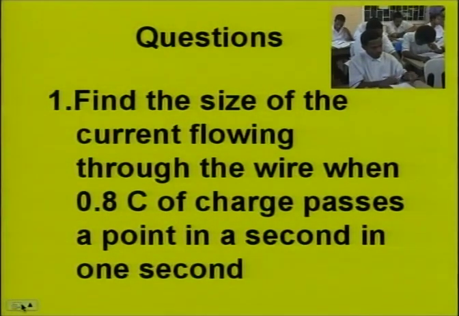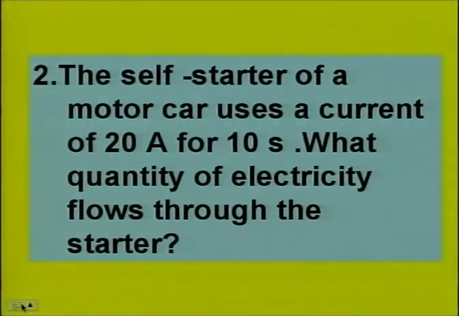Right, here is question number 2. A self starter of a motor car uses a current of 20 amps for 10 seconds. What quantity of electricity flows through the starter? That is question number 2.